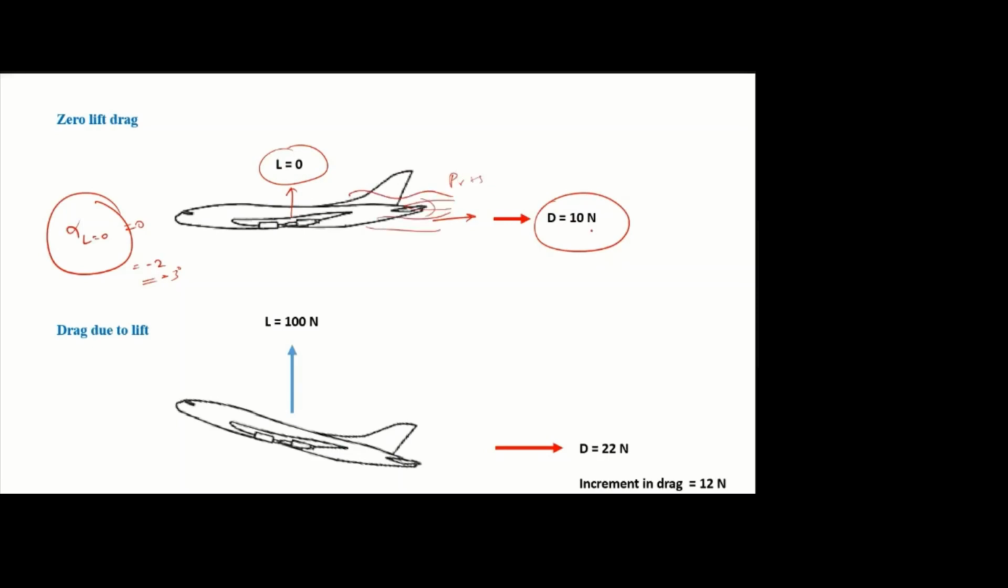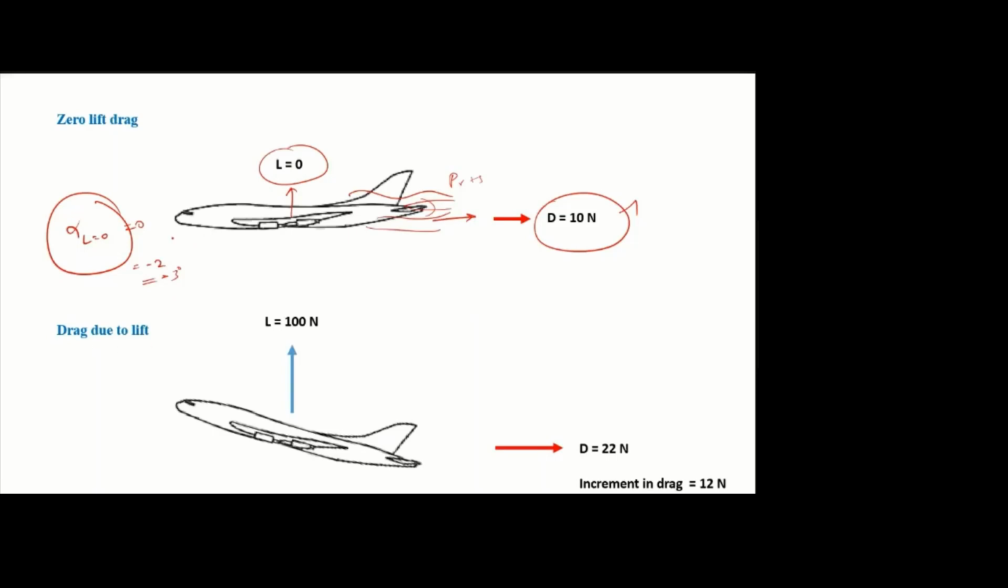Assume it is 10 Newton. The 10 Newton is called zero lift drag. The definition is: when the aircraft is at zero lift angle of attack, the corresponding drag is called the zero lift drag. Is that clear? Yes, sir.